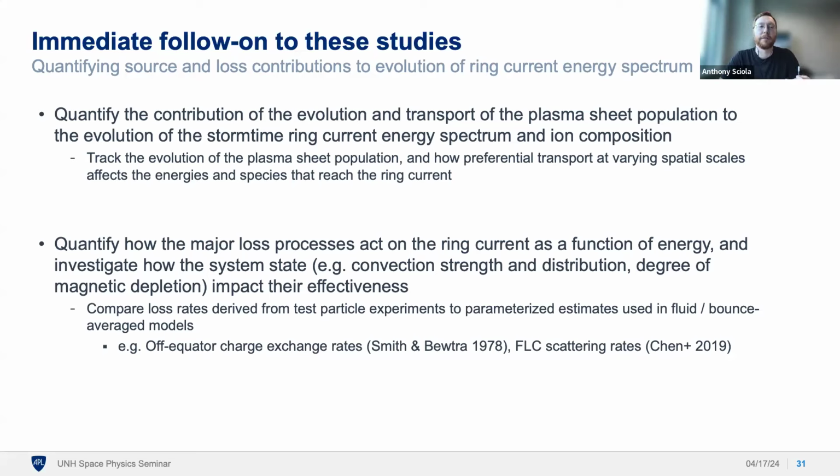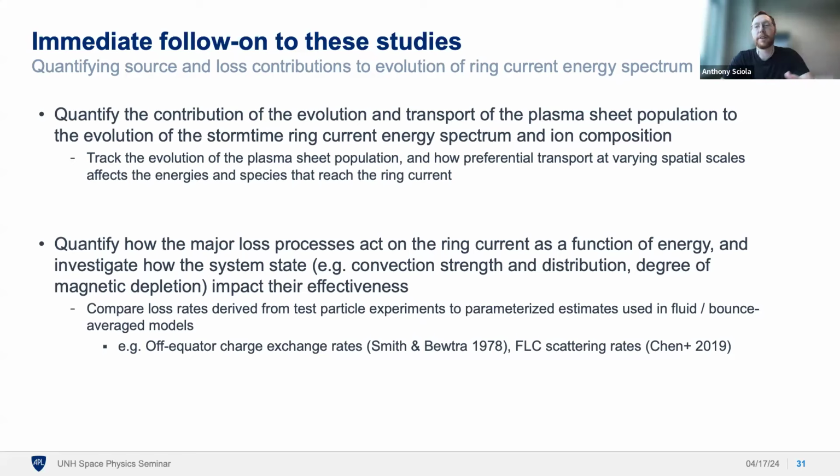And on the loss side, we plan to quantify how the major loss processes act on the ring current as a function of energy, and investigate how the system state, which includes not just the convection strength, but also the distribution of that convective electric field throughout the magnetosphere, and the degree of magnetic depletion, impacts their effectiveness, and how all this feeds back on itself through the evolution of the ring current. Another thing we plan to investigate is to compare the loss rates derived from our test particle experiments to parameterized estimates that are very commonly used in fluid and bounce average models.